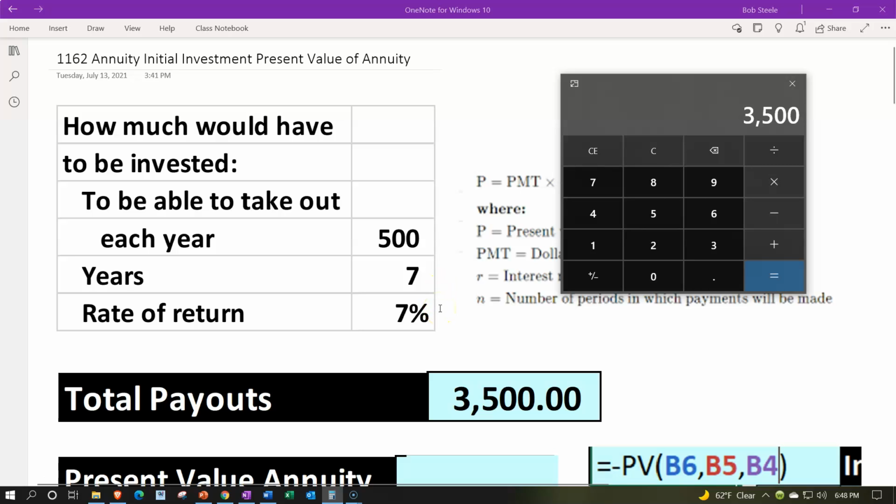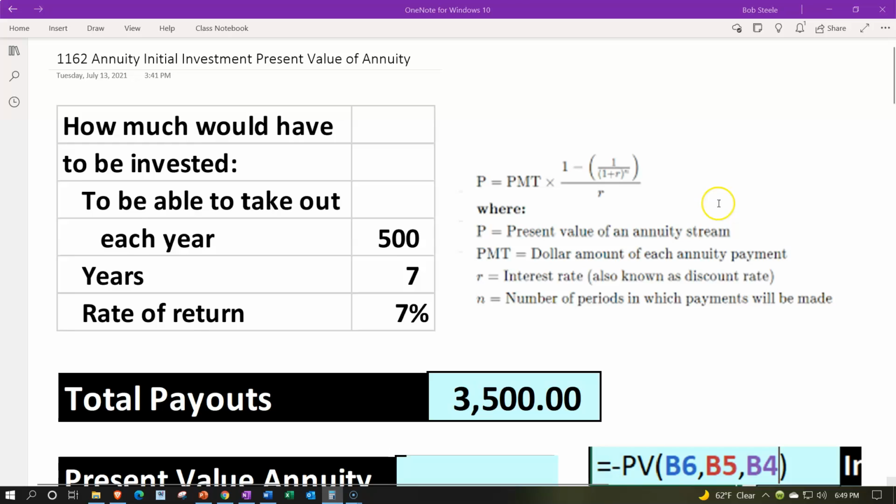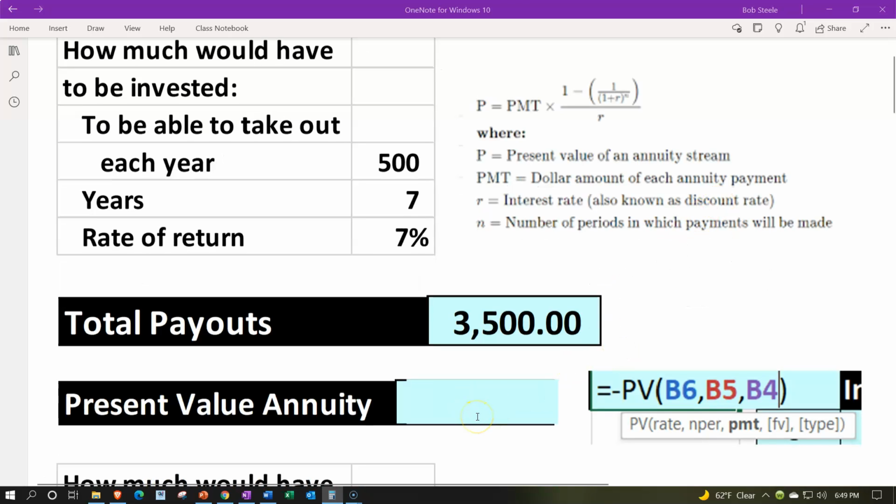So as you eat away at it, as you start taking the $500 out, it's going to be earning less and less interest because you're going to have less principal in there on which to earn interest, but it will still be earning money, hopefully, as long as you have money in the account. So we're going to say, all right, how much would we actually need? That's going to be a present value of an annuity type of calculation.